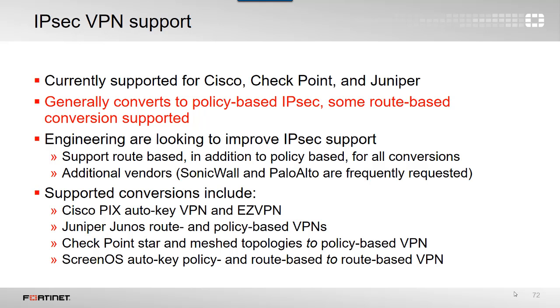Next we look at IPsec VPN support. Currently there's support for Cisco, Checkpoint and Juniper conversions. Generally it converts to policy-based IPsec, but some route-based conversions are supported too. It converts to whatever the source configuration is closest to. This is an area that engineering are looking to improve in a future release, so there'll be explicit support for route-based, and also additional vendor support.